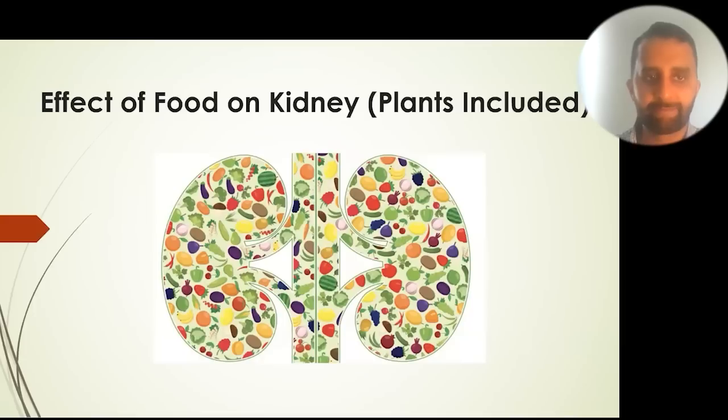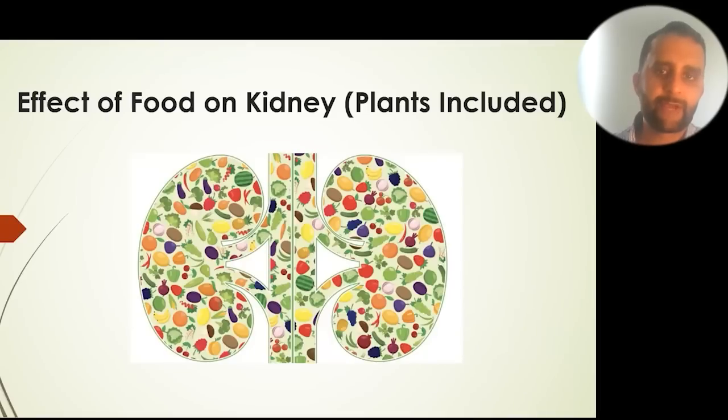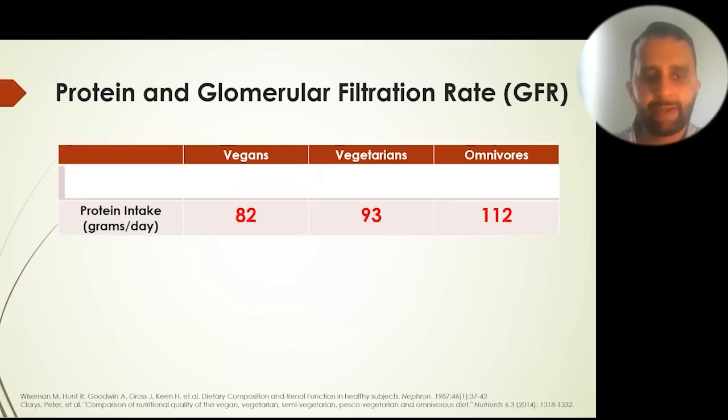of kidney disease. So the main part of this talk is about the effect of food on kidneys. This includes plants as well. And before we get into that, I wanted to give a little background on the main concern folks have with this area, which is protein. Protein is very important. Too much protein in kidney disease may cause problems. And I will now go into that evidence.